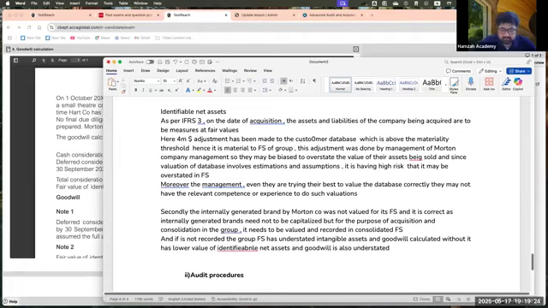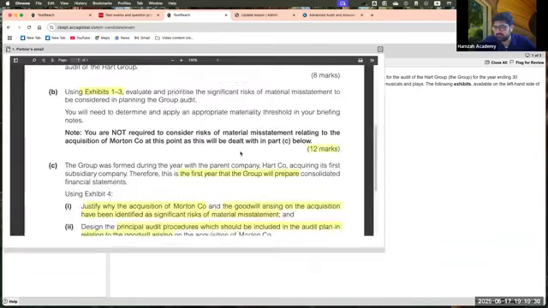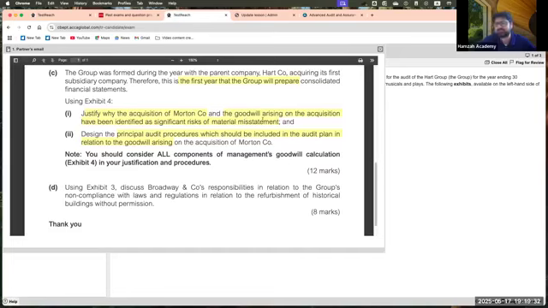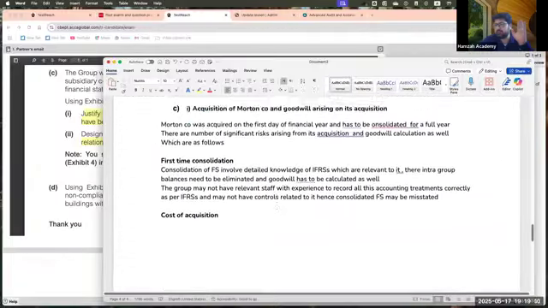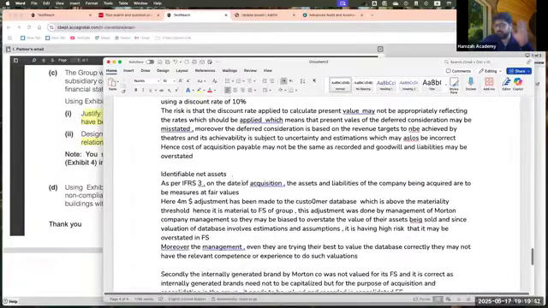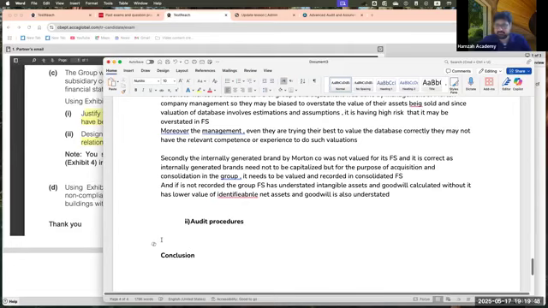Now, students, how many marks does it bear? Let me check. 6 marks. It is enough. It is enough what we have written. 5 to 6 points. Okay? They are more than enough. Still, we can write on the impairment of goodwill. Now, audit procedures.